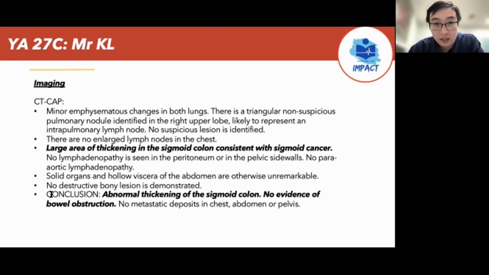So on CT chest abdo pelvis, there wasn't really anything suspicious in the chest, but there's a large area of thickening in the sigmoid colon, consistent with sigmoid cancer, but no evidence of bowel obstruction. And I think this pairs quite well to the clinical history. The pain was in the left lower quadrant, which is where the sigmoid is. And we probably didn't anticipate any obstruction because the patient was passing flatus.